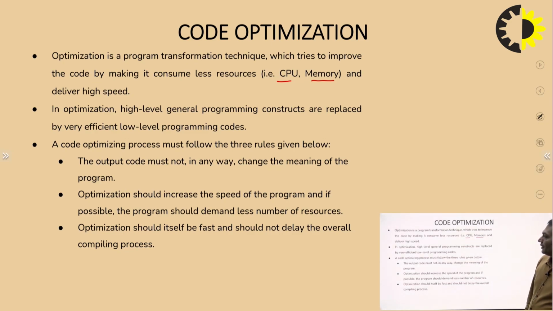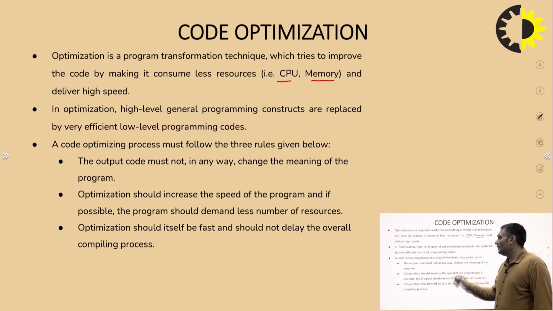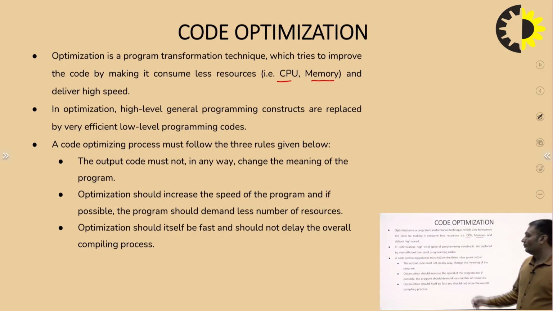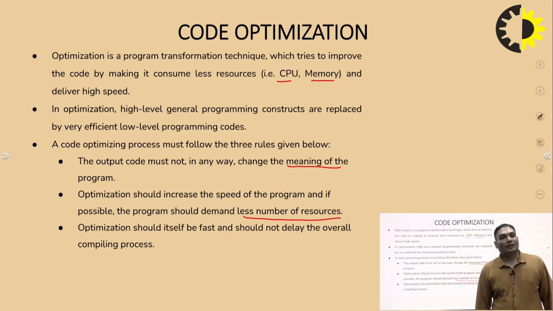And in the code optimization process, we must follow three important rules. First rule is that the output code must not in any way change the meaning of the program. So meaning should not be changed when we are doing something inside the program. Second, optimization should increase the speed of the program, and if possible, the program should demand fewer resources. So resource usage should be less.